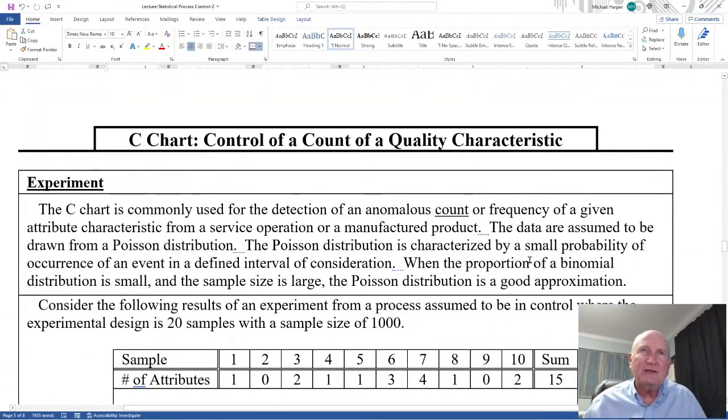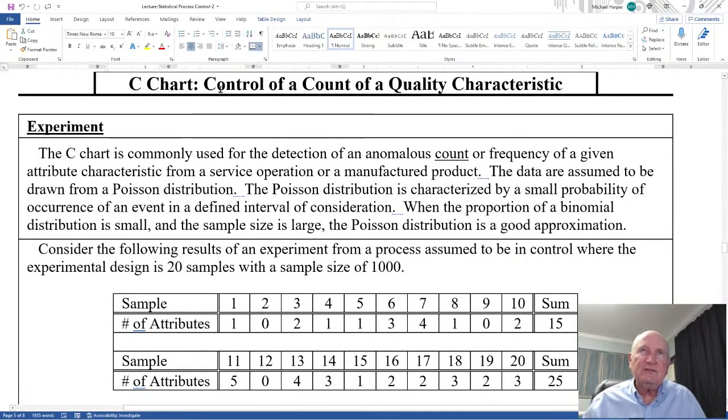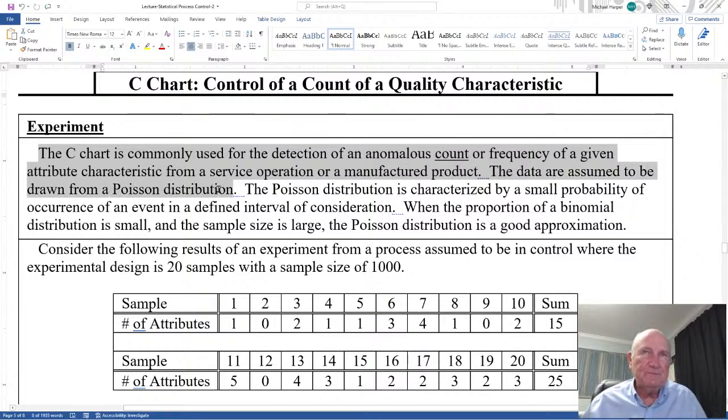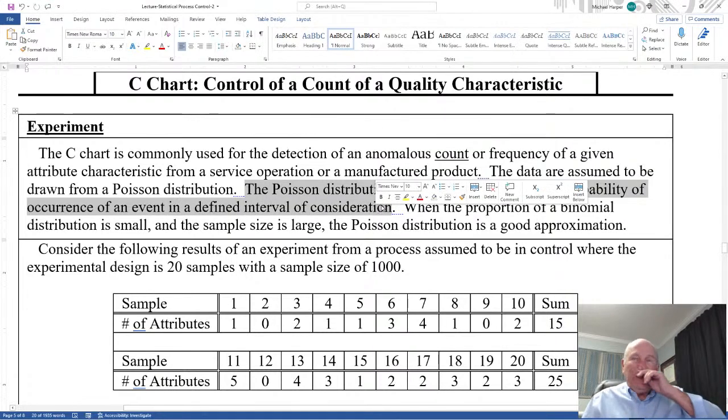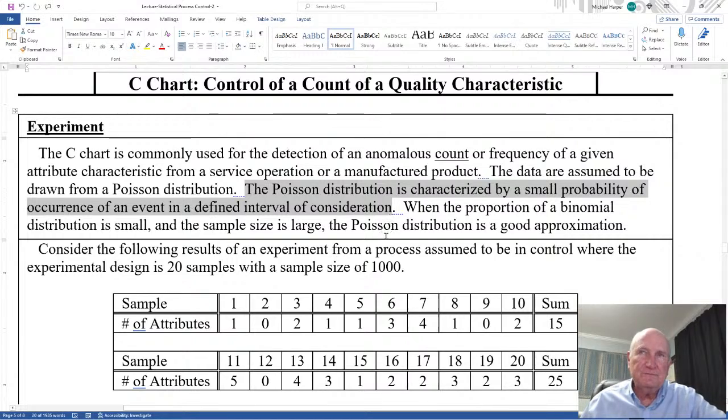Closely related to the P chart is the C chart. And this is the control of a count of a quality characteristic. The C chart is commonly used for the detection of an anomalous count or frequency of a given attribute characteristic from a service operation or manufactured product. The data are assumed to be drawn from a Poisson distribution. The Poisson distribution is characterized by a small probability of occurrence of an event in a defined interval of consideration. So there's the definition of a Poisson distribution.